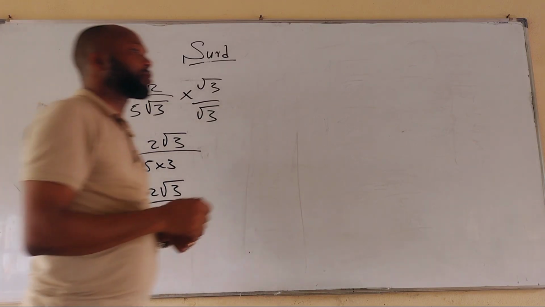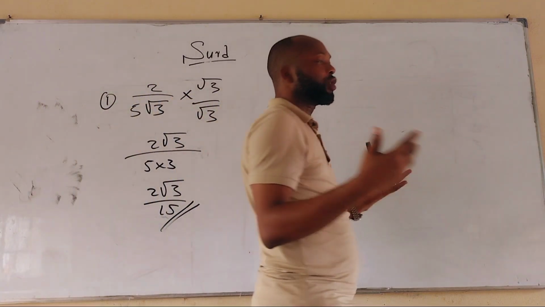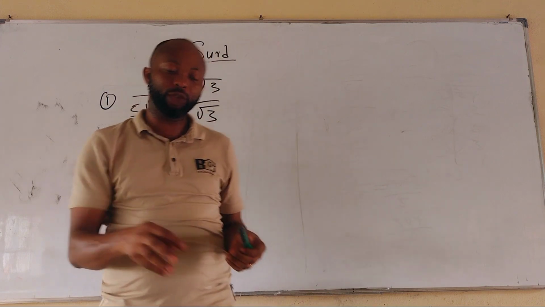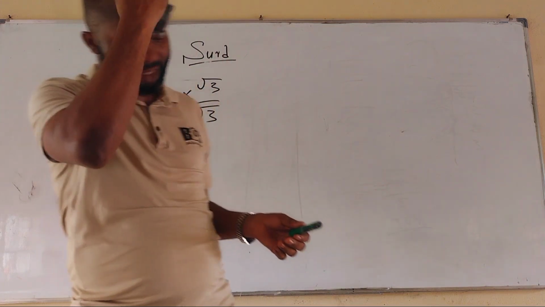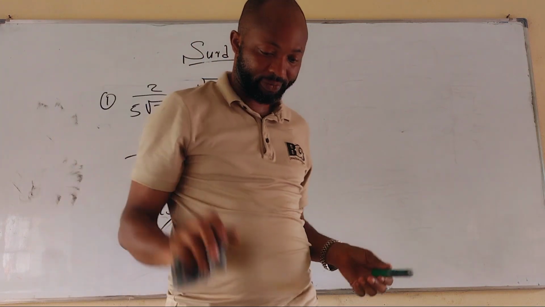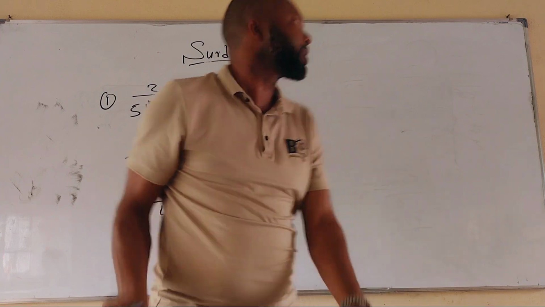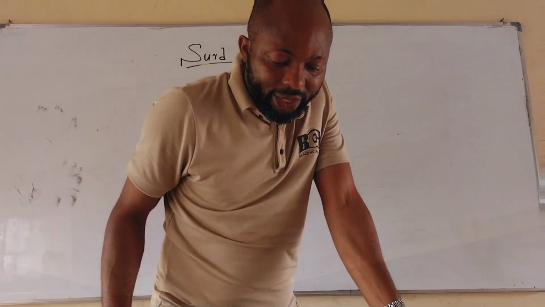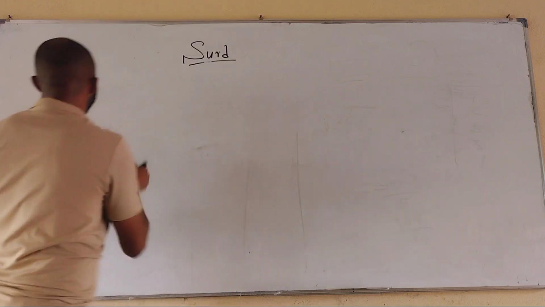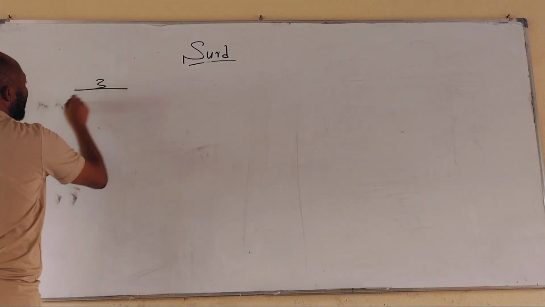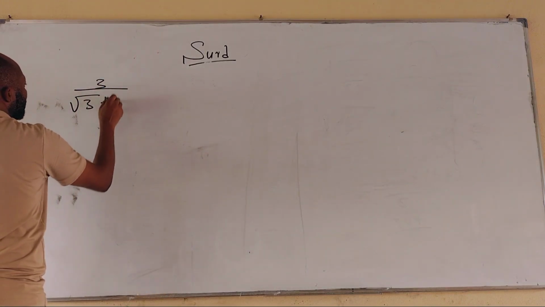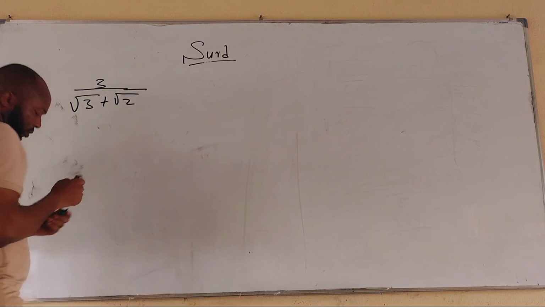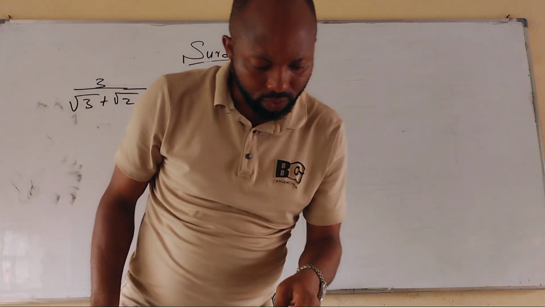Don't forget that when you multiply the root of two numbers which are the same together, it becomes a normal number. So let's take another example. Evaluate 3 over root 3 plus root 2.